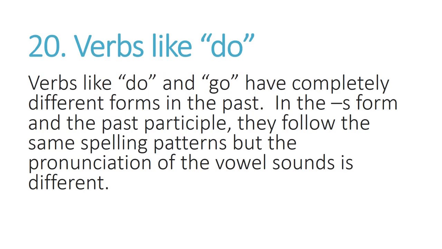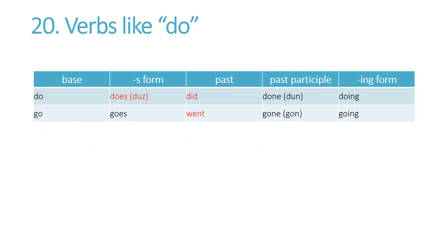These verbs are not exactly the same, but they do have some similarities. Verbs like do and go have completely different forms in the past. In the S form and the past participle, they follow the same spelling patterns, but the pronunciation of the vowel sounds is different. Let's look at the examples. Now with these two verbs, do and go, you'll notice that the spelling is almost exactly the same for the endings, except for in the past tense, when these two verbs take on different forms. However, the pronunciation is completely different.